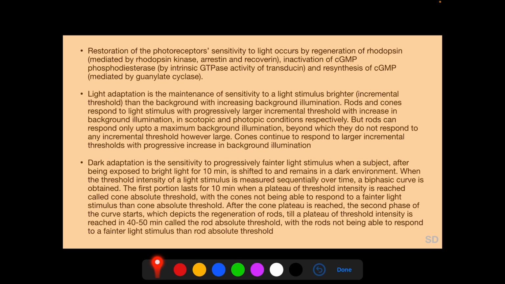with the cones not being able to respond to a fainter light stimulus than this cone absolute threshold. After the cone plateau is reached, the second phase of the curve starts, which depicts the regeneration of rods till a plateau of threshold intensity is reached in 40 to 50 minutes, called the rod absolute threshold, with the rods not being able to respond to a fainter light stimulus than this rod absolute threshold.